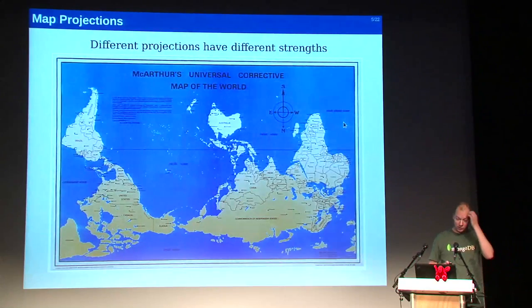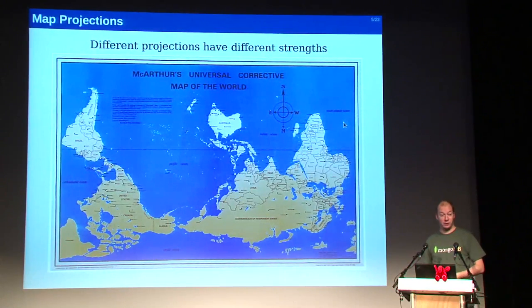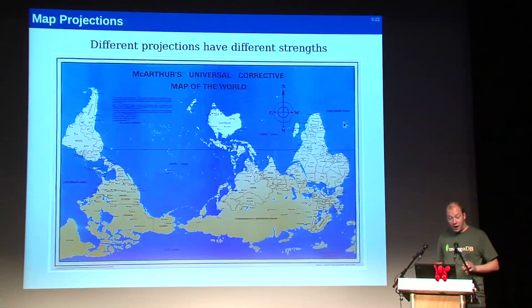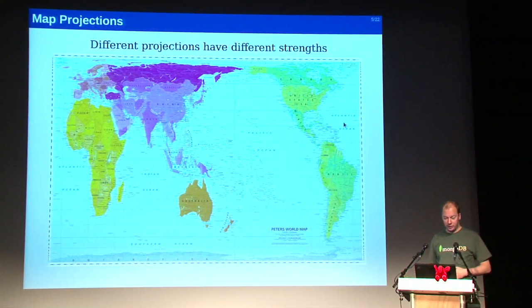Now, there are other projections as well. If you live in Australia, you might want to have an upside down map, for example. I don't think it's the most practical, but I think it's quite funny after all. Because here's Australia, of course, in the center of the map. And there are different variants, like this Peters world map, which is in my opinion one of the most annoying map projections because it distorts the shape so much, right?